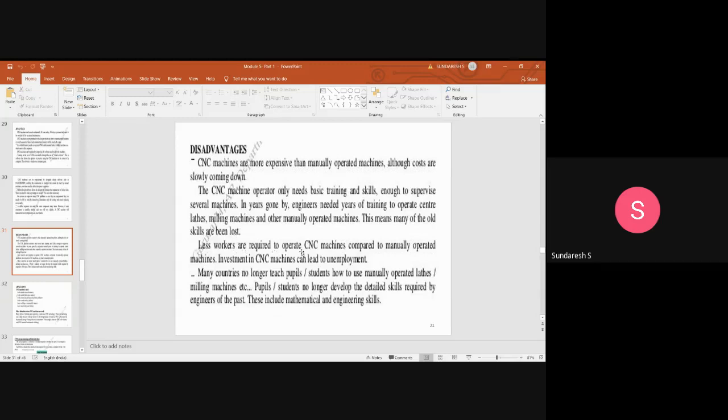Fewer workers are required to operate CNC machines compared to manually operated machines. Investment in CNC machines leads to unemployment. This is one of the major concerns. Many countries no longer teach pupils or students how to use manually operated lathes, milling machines, etc. Students no longer develop the detailed skills required by engineers of the past. This includes mathematical and engineering skills.